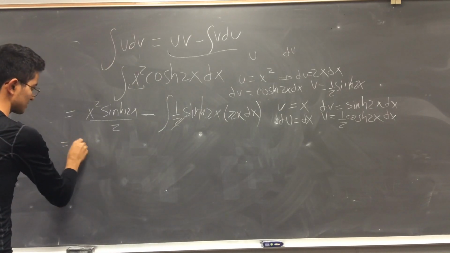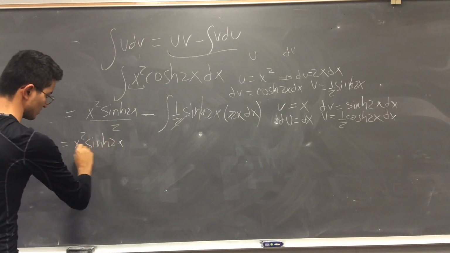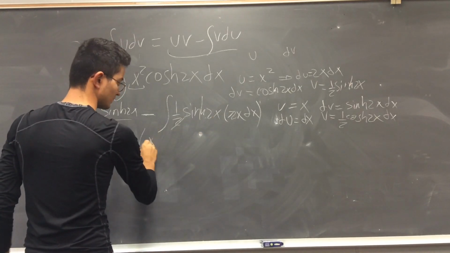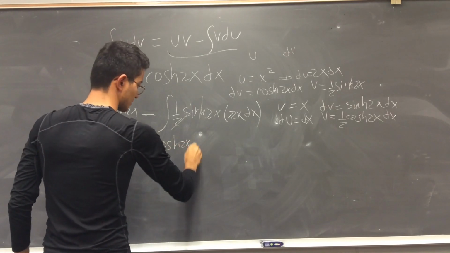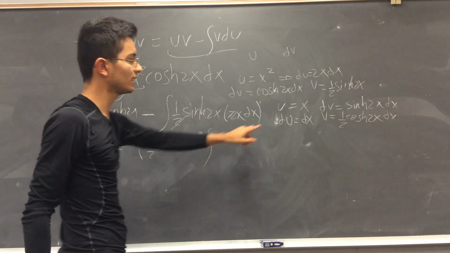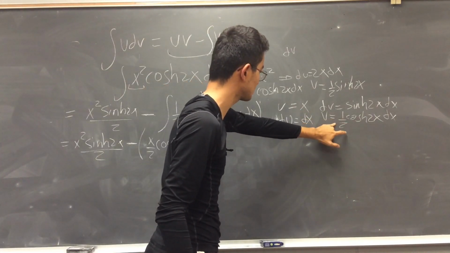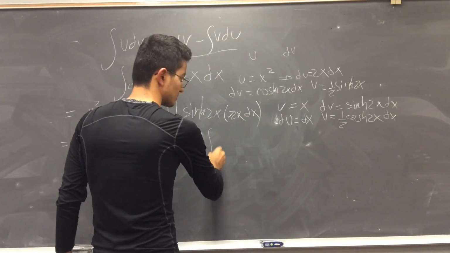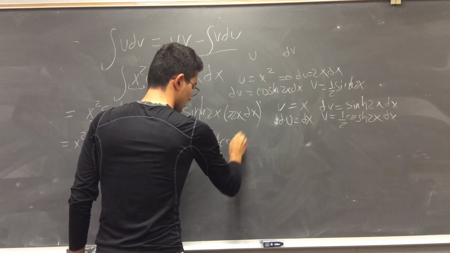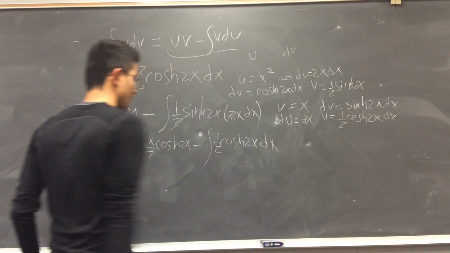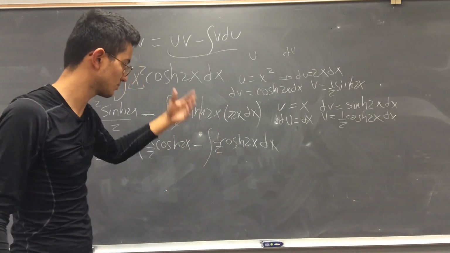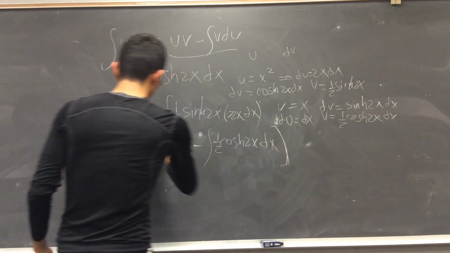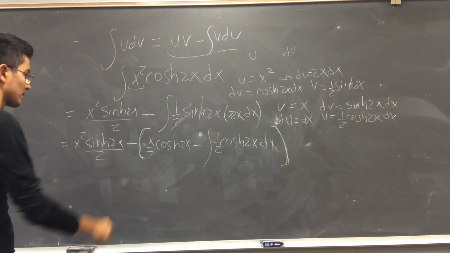So that's going to be equal to x squared sinh 2x over 2 minus uv, which is x over 2 cos 2x, and then minus the integral of v du. v is a half cos 2x, and du is dx. So that's going to be 1/2 cos 2x dx. And finally, we can do this integral. This is the most basic we can get to. And don't forget the outer parentheses over here, because we have to distribute the negative.